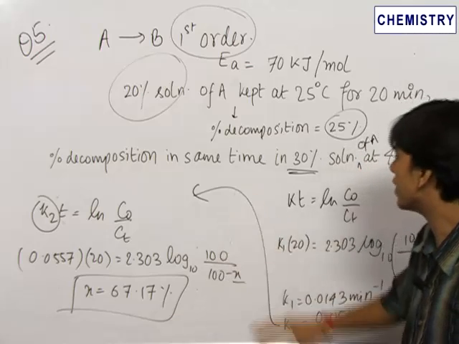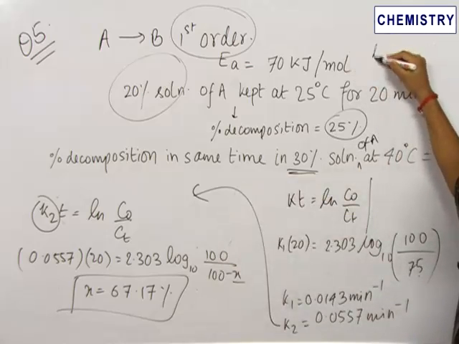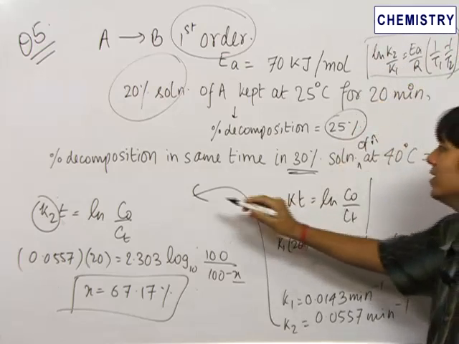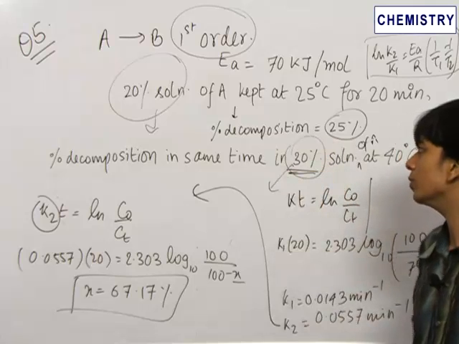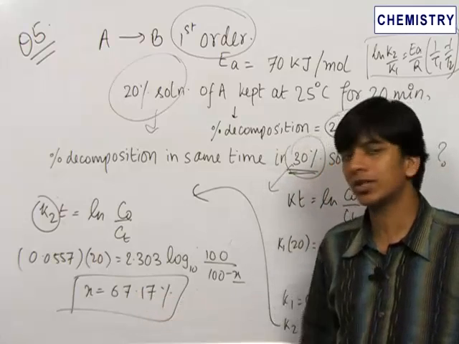This question was pretty simple if you remembered all the formulae, and also this one, a very important formula, ln K2 upon K1 is equal to EA upon R into 1 upon T1 minus 1 upon T2. And do not get confused by these changes that are made just to confuse you. So the final answer is x is equal to 67.17%, that is the percentage decomposition.